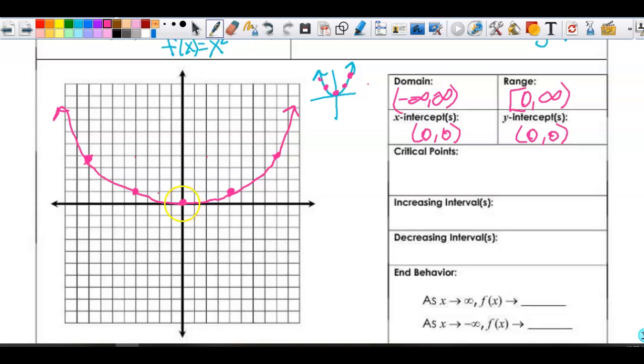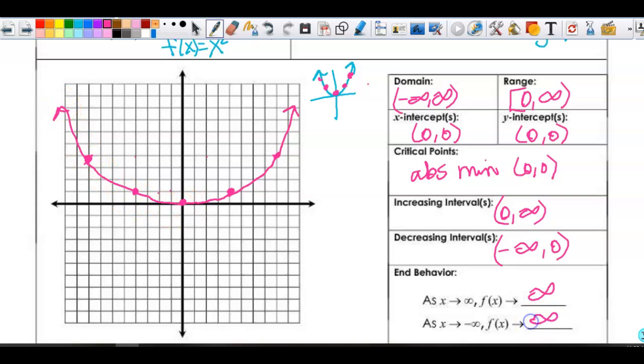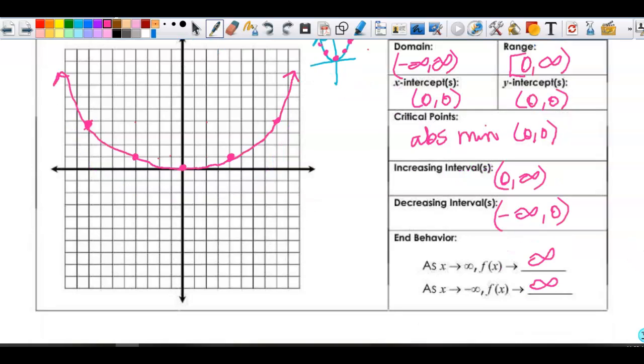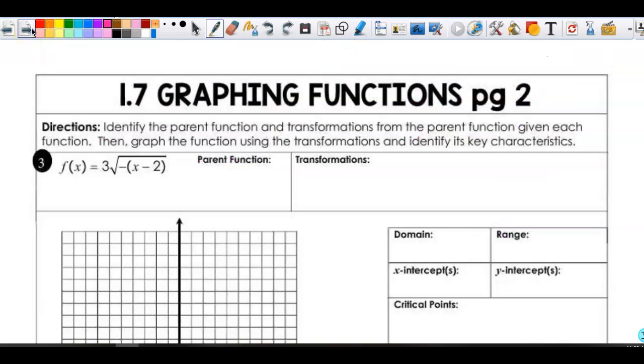Critical points, well, I have an absolute minimum at (0, 0). I'm increasing from 0 to infinity and decreasing from negative infinity to 0. As x approaches infinity, f of x approaches infinity. As x approaches negative infinity, f of x approaches infinity. Okay, so there's a quadratic. All right, now let's try a square root. Oh, sorry, can't scroll that way.